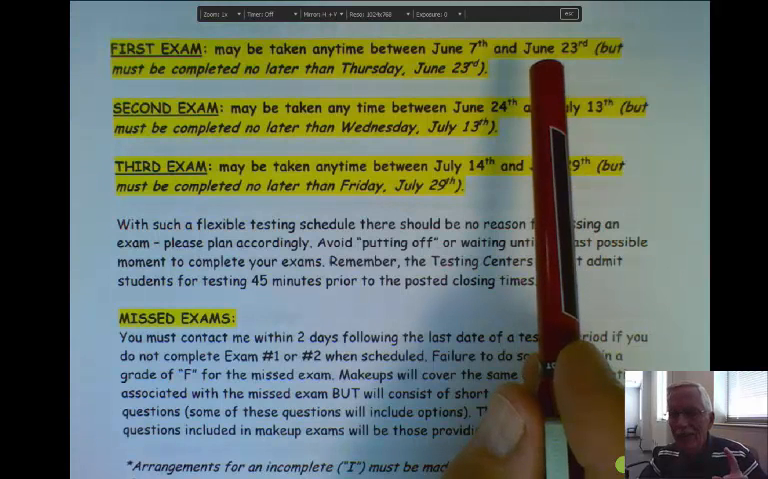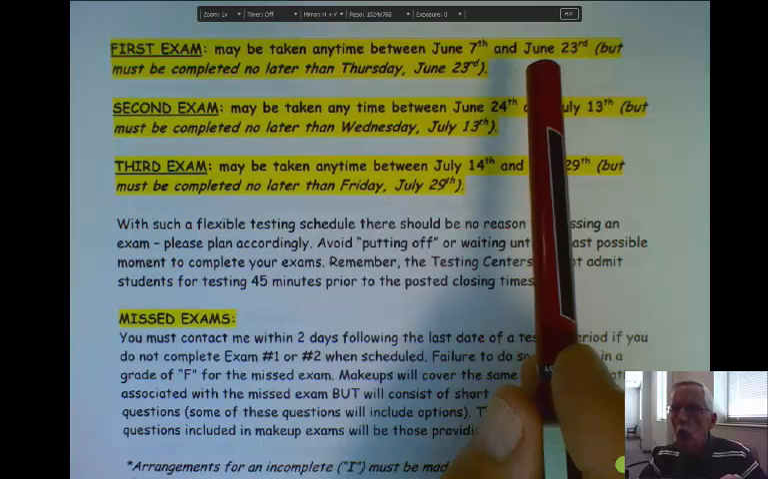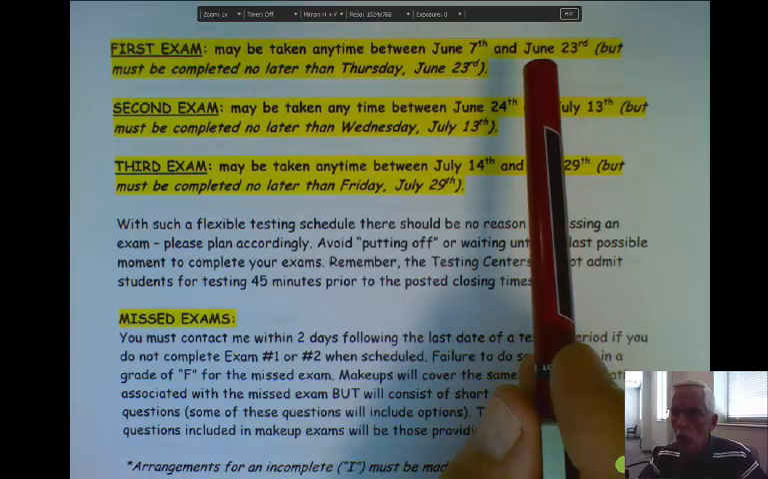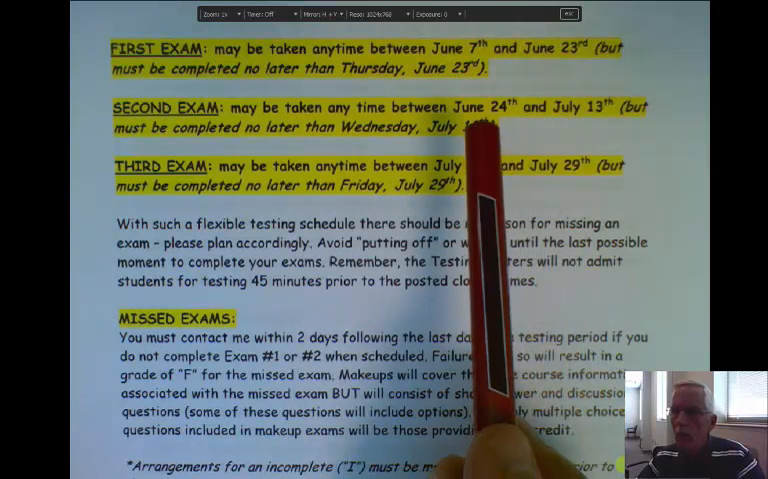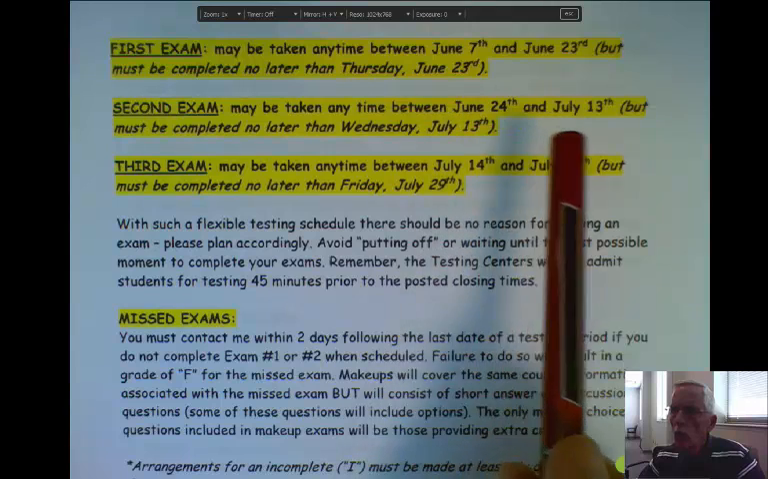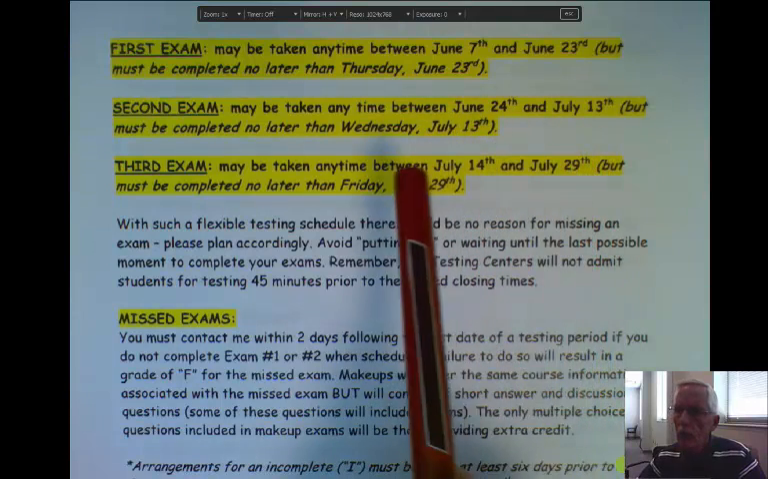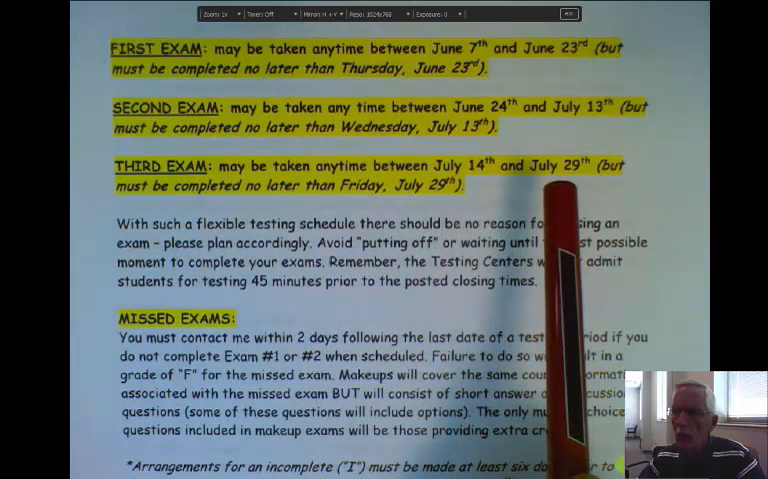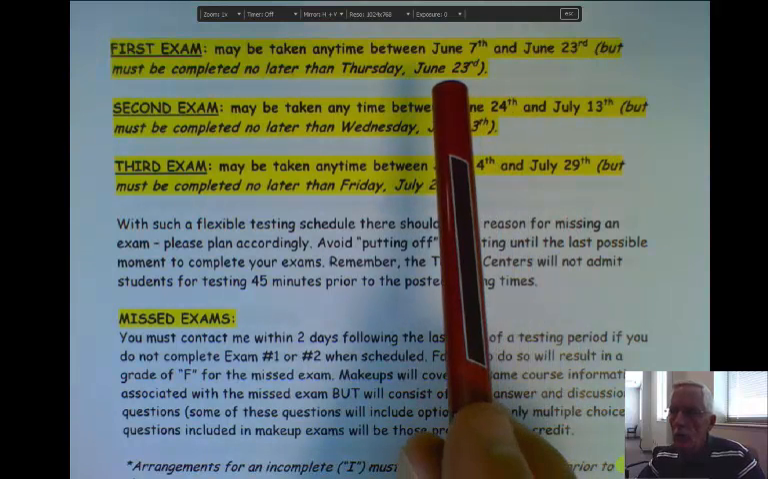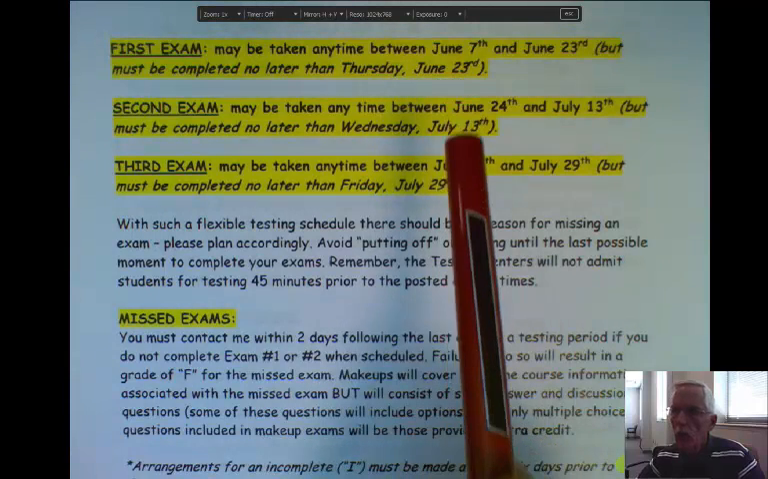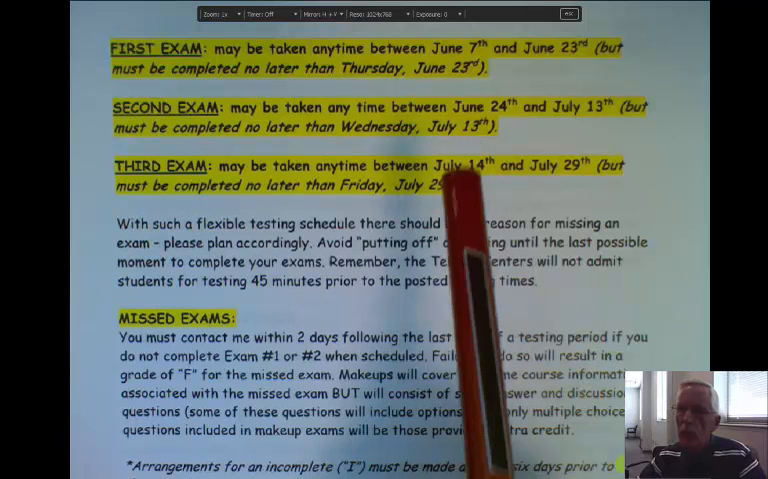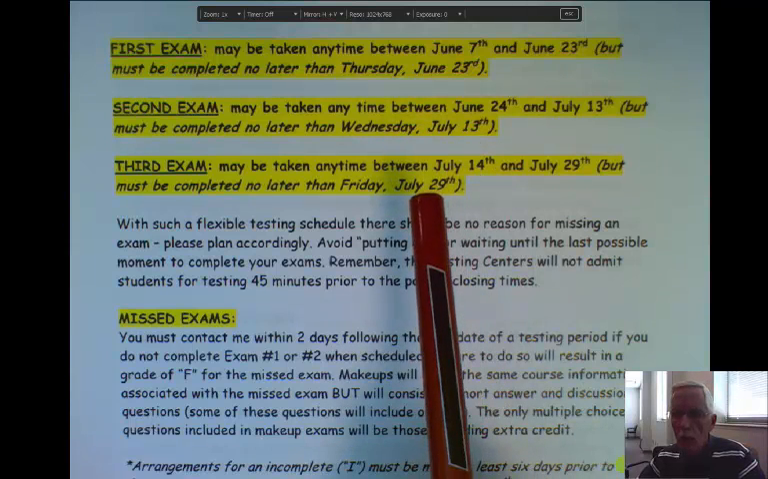Be alerted to the fact that testing centers operate on different schedules. It's important that you go into the Roane State website, check into the testing center hours, particularly the testing center that you think you're going to be using for the 3 exams for this course. The second exam will have to be completed between June the 24th and July the 13th. And then the third exam, July the 14th to July the 29th. So that first exam's got to be completed by no later than June 23rd, the second no later than July the 13th, and the third by no later than July the 29th.